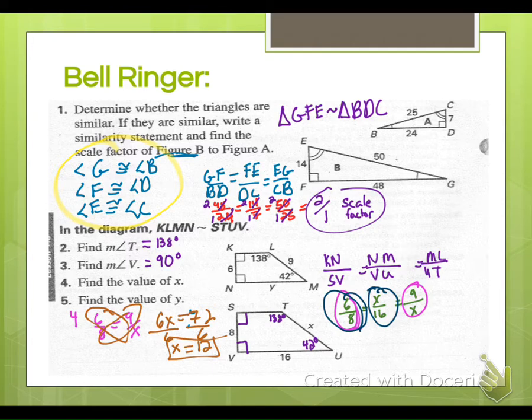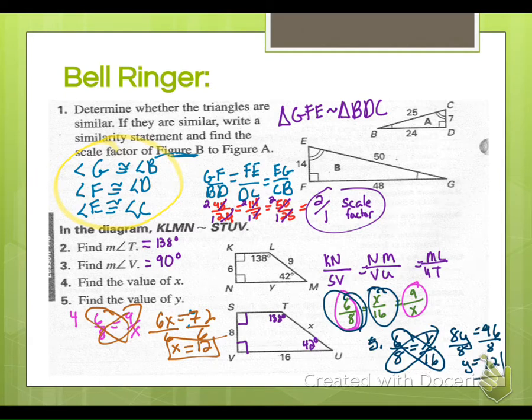So I'm going to do number 5 right underneath it. So 5 is going to be 6 over 8 equals y over 16. Cross multiply. 8y equals 6 times 16. 96. Okay, divide by 8. We end up with y equals 12.